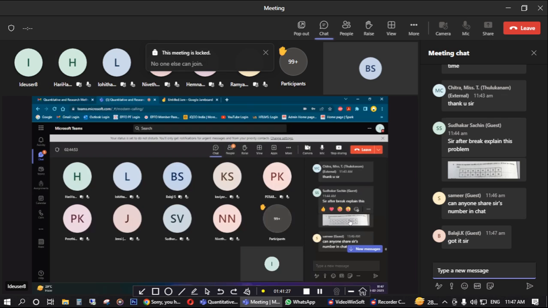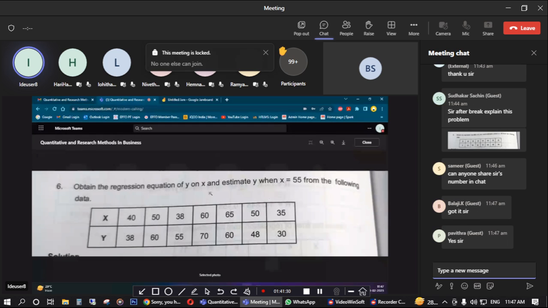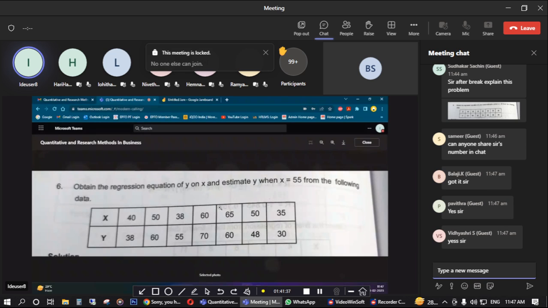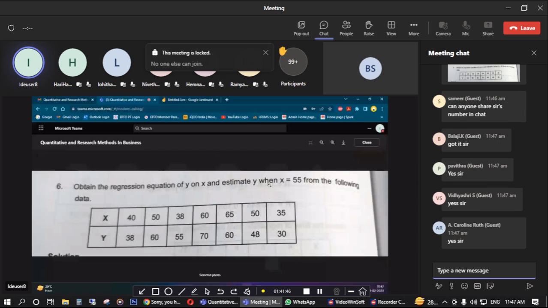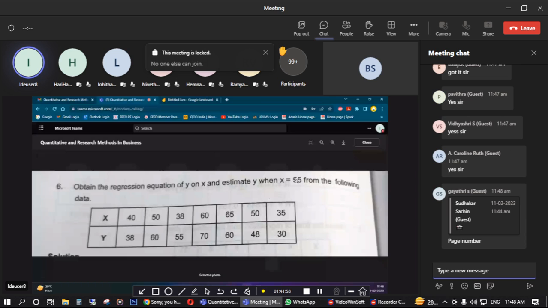Definitely, I will explain. Obtain the regression equation of x and y and estimate y when x is 55 from the following data. Okay, I will explain it. Not an issue, it is very simple. This x is 55, he has taken the mean of x. When x is 55, you have to substitute that. It is not x, there is an error in this. It is x bar. When x bar is 55 from the following data. You see here, this problem is again wrong.